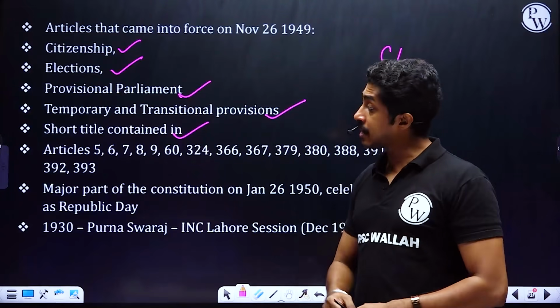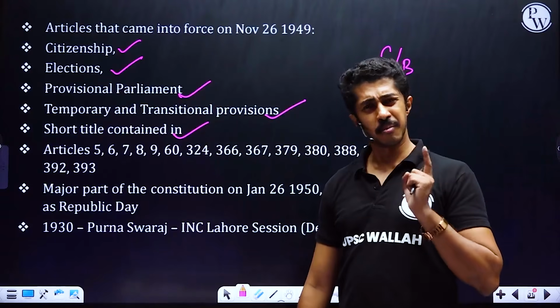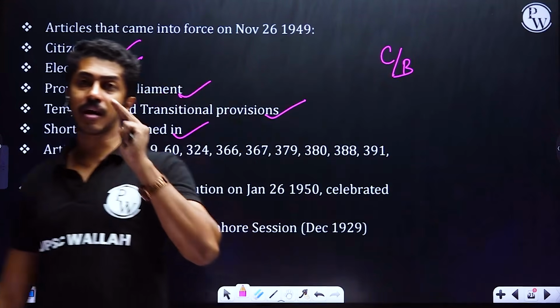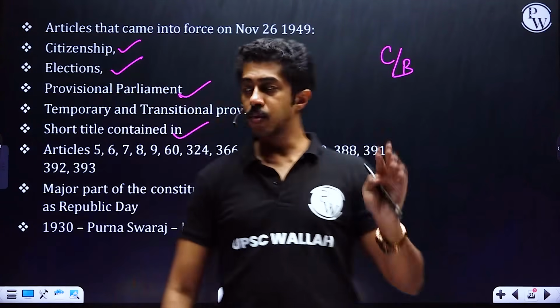What is the chance that you will get a specific question asking which article is linked to what? Maybe one. For one 2-marker, how much effort are you going to put? Getting the point here. Moving on.